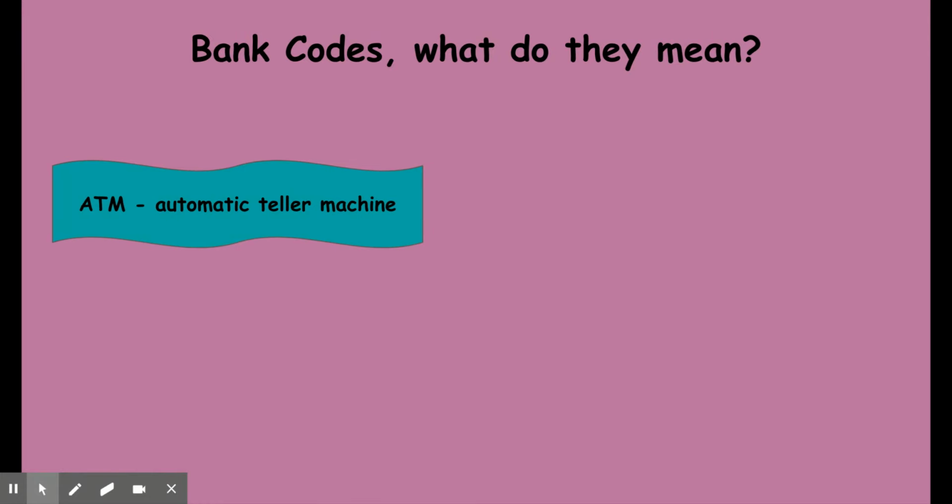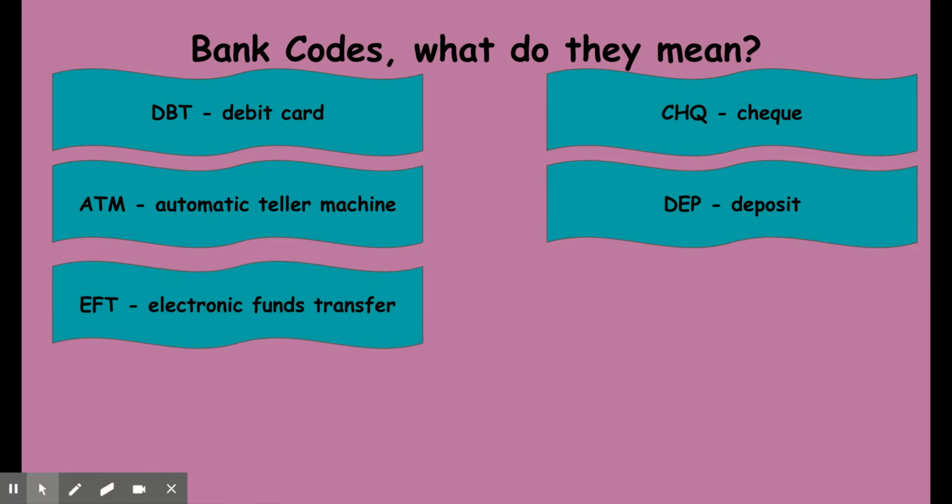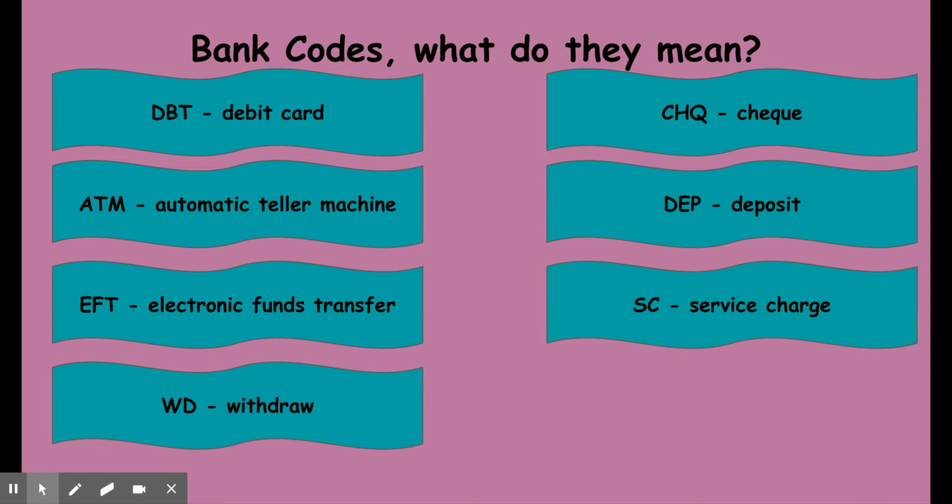ATM is the automatic teller machine. CHQ is a check. DBT is a debit card. DEP is deposit. EFT is electronic funds transfer. SC is service charge. WD is withdraw. And then INT is the interest.